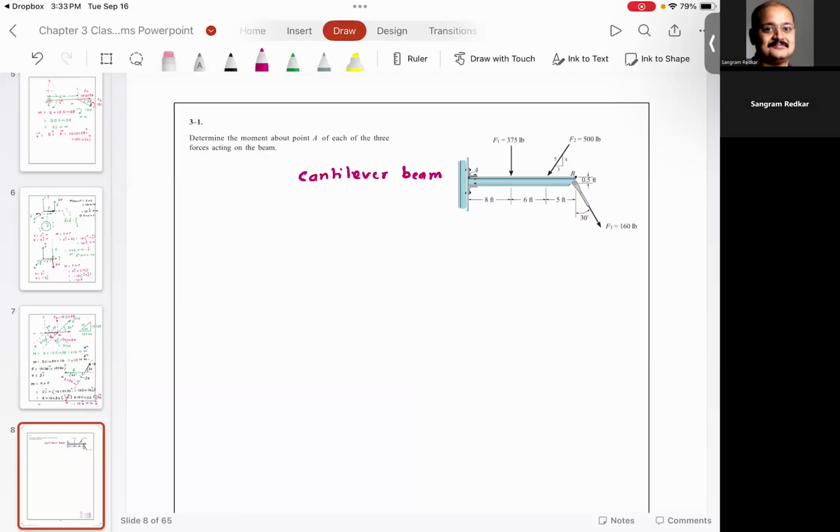Now, how do I represent that in engineering terms? What this means is a cantilever beam can provide support in the x direction. So this is F of x. It can provide support in the y direction, F of y, and it can support the moment, which is M of z.